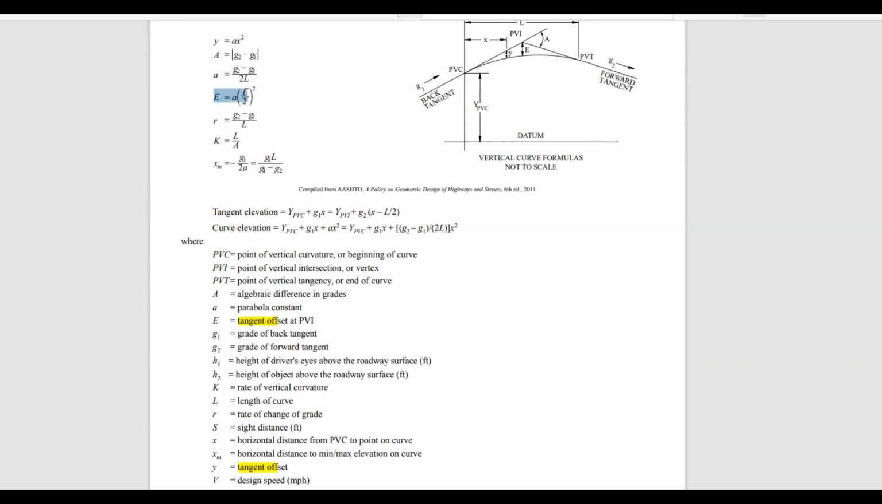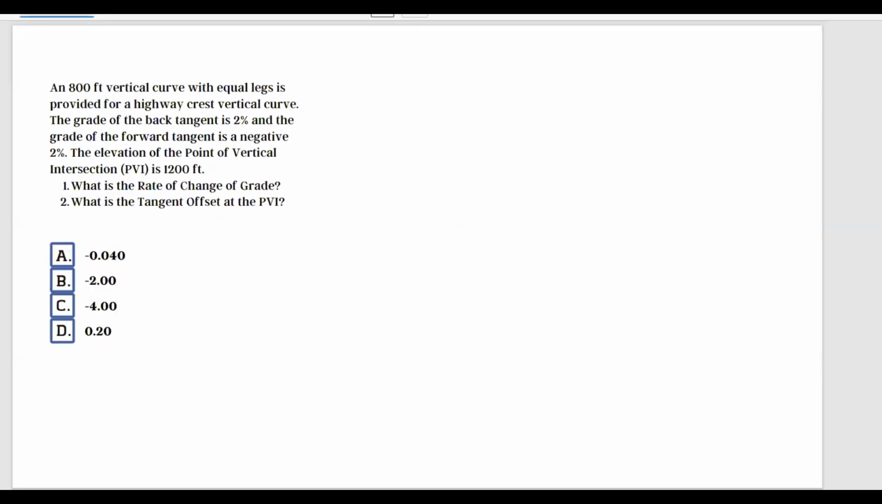And capital E here, the formula is given as lowercase a multiplied by L over 2 squared. And then A, the formula is over here, everything is given. Let's go ahead and write the formula for the tangent offset at PVI, and then we're going to go back and write the formula for A. So E is equal to A multiplied by L over 2 squared.